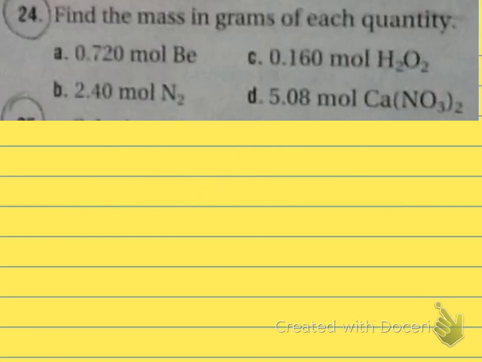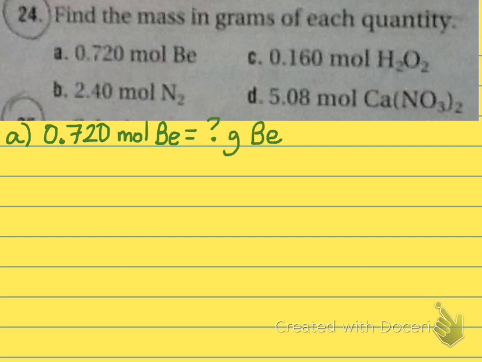Number 24 says, find the mass in grams of each quantity. So, again, these are sort of story problems. This first one is asking me to take 0.720 moles of beryllium and figure out how many grams of beryllium that is. So the question is, do I have a tool in my toolkit that has moles and grams in it? And you do, right? It's called molar mass. So I'm going to start with my given, 0.720 moles of beryllium.